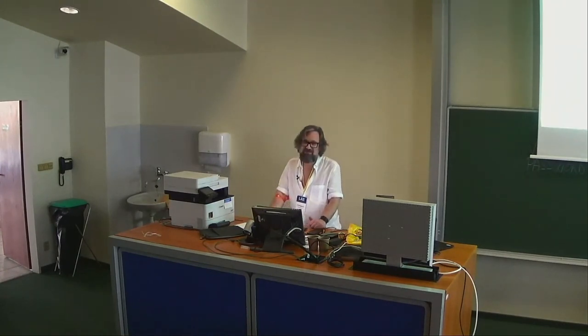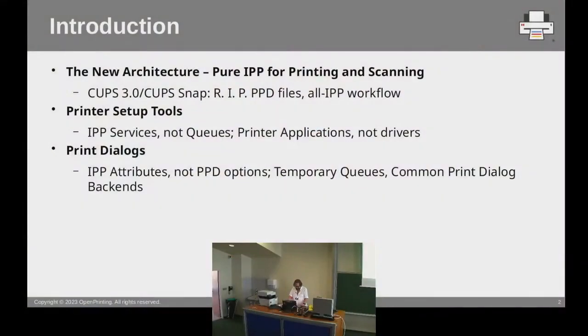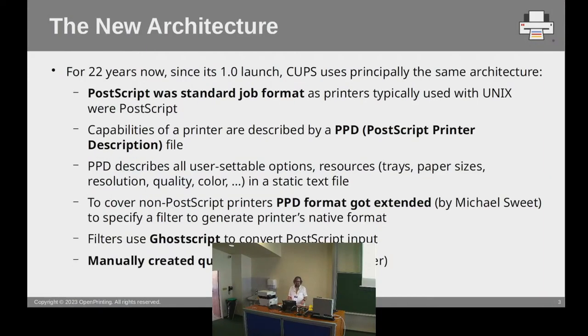And so what was leading to all this work and the new architecture is that we have CAPS, and CAPS was created more than 20 years ago, and in 2000 was version 1.0, and in that time Linux was already there for 10 years, but there was still a lot of Unix, and Unix was used in computing centers with either text printers or PostScript printers.